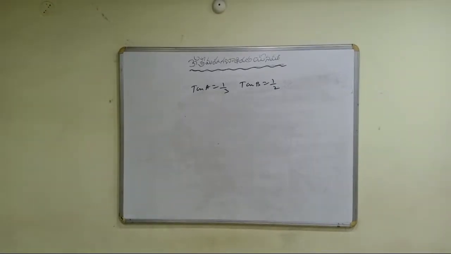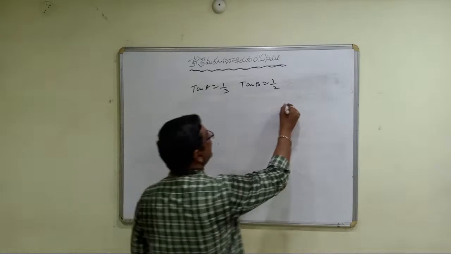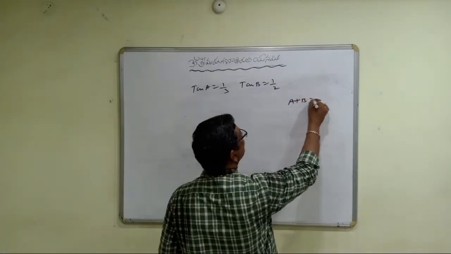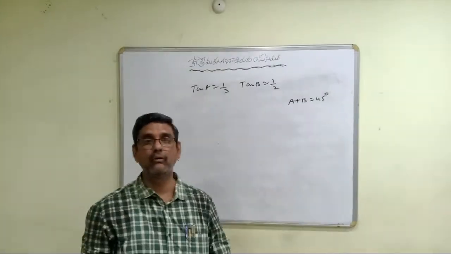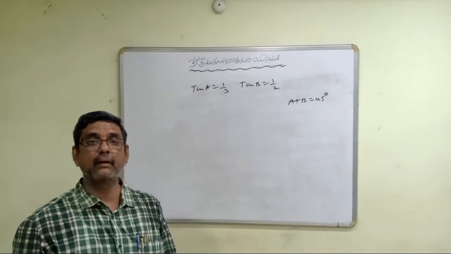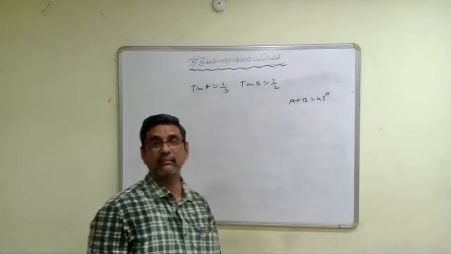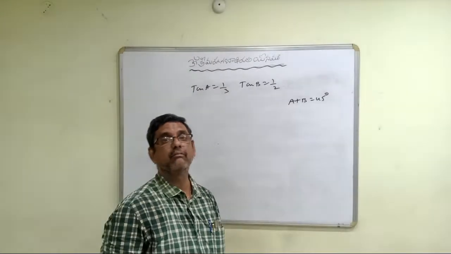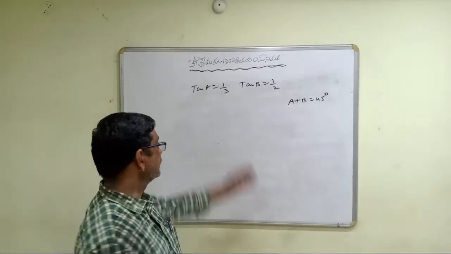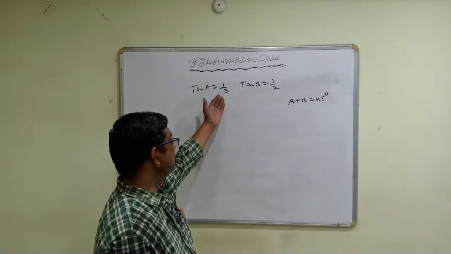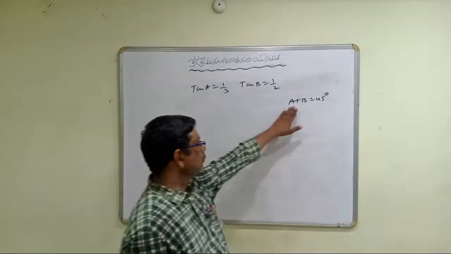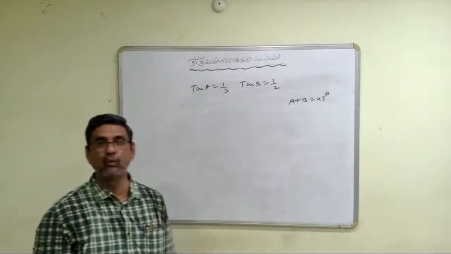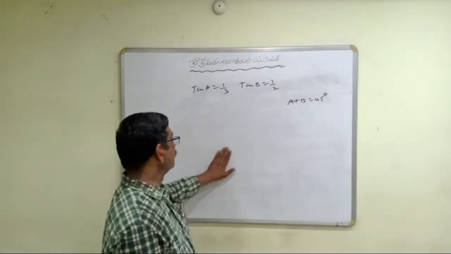And we need to prove that, what we have to prove? Tan of A plus B is 1, so A plus B is 45 degrees. What is given? Tan A is 1 by 3, tan B is 1 by 2, and we need to prove A plus B is 45 degrees. A good model. Okay? How to do this?